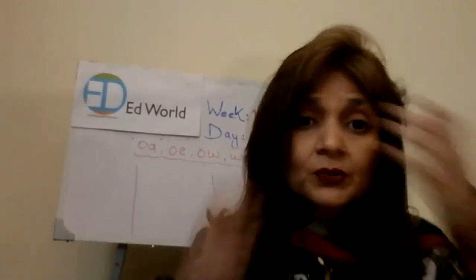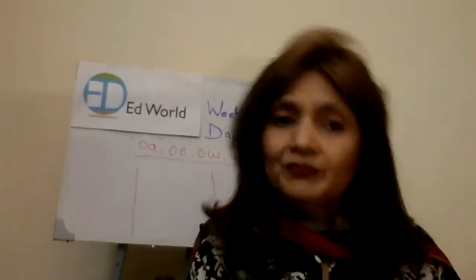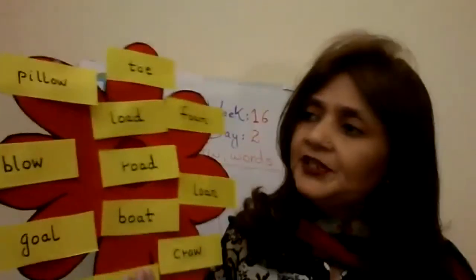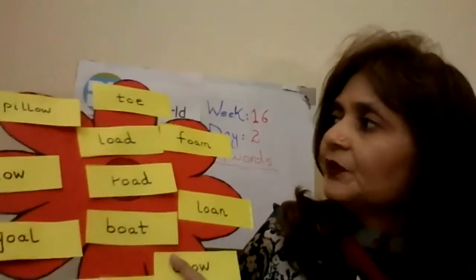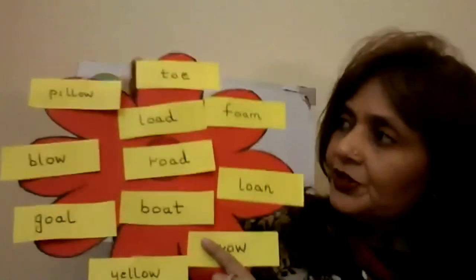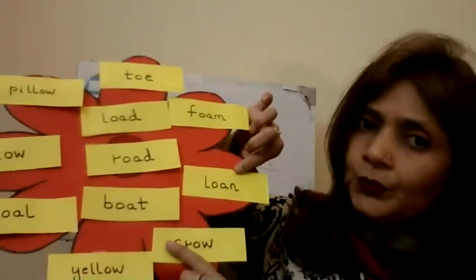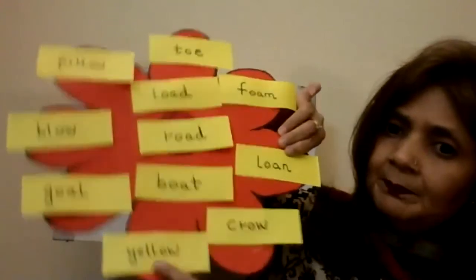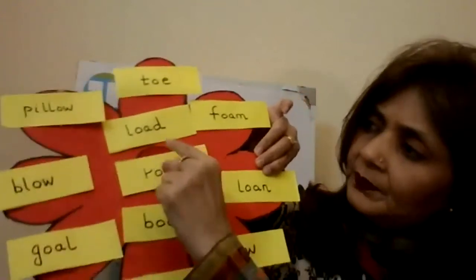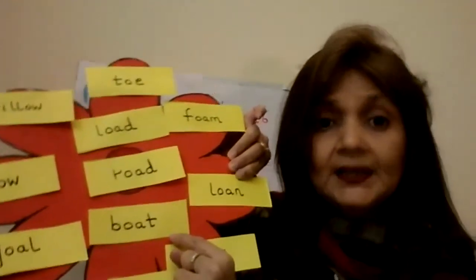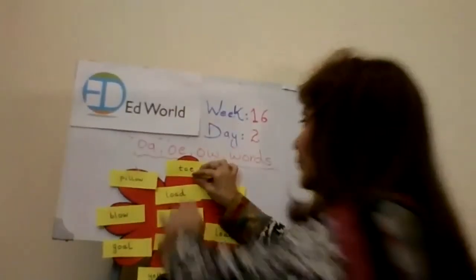So, we are going to sort the words into these three patterns, okay? I'm going to show you my word flower, and over here there are different words written which are OA, OW, and OE. Now first you are going to read the words with me. Toe, foam, lawn, crow, pillow, yellow, goal, blow, pillow, load, road, and boat.